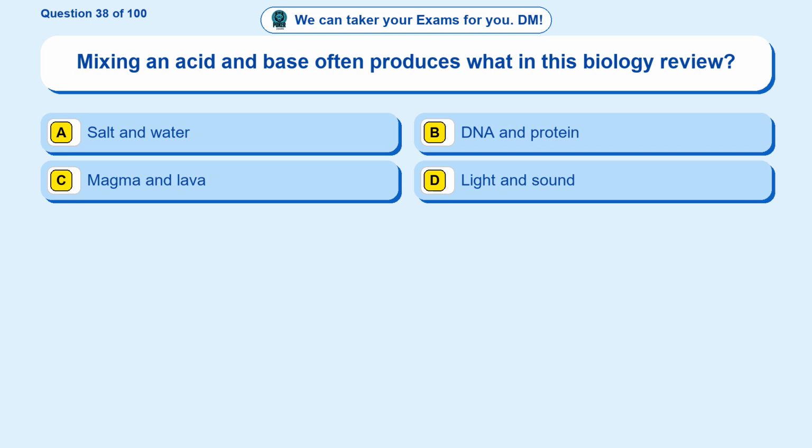Question 38. Mixing an acid and base often produces what in this biology review? Option A, salt and water. Option B, DNA and protein. Option C, magma and lava. Option D, light and sound. The correct answer is option A, salt and water.